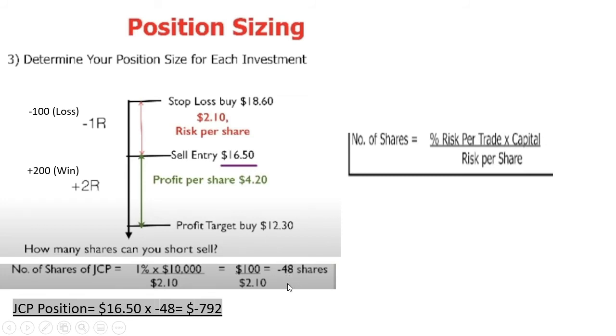If we take 48, forget the negative, and multiply that by $2.10, we get that $100 risk. So if we lose $2.10 per share on our 48 shares that we went short on, we only lose $100. But if we went against our plan and decided to double up and buy 100 shares, now you're going to be losing $210, or you're going to be winning $210.